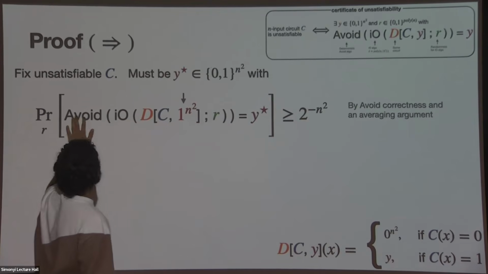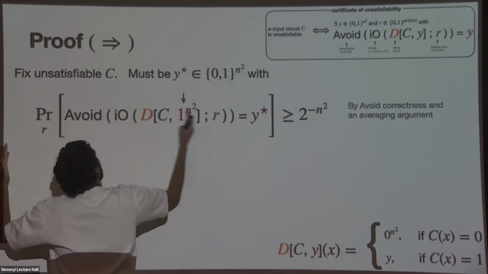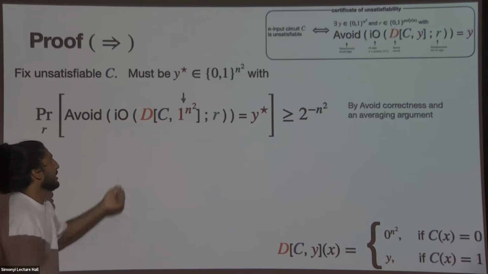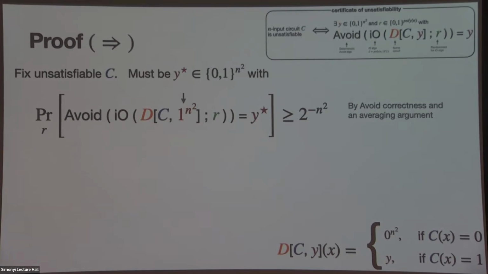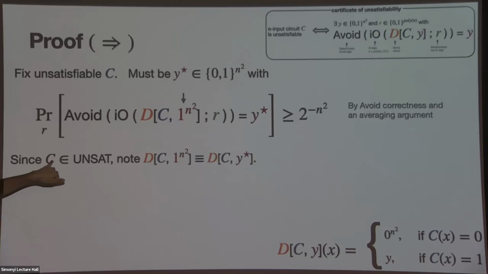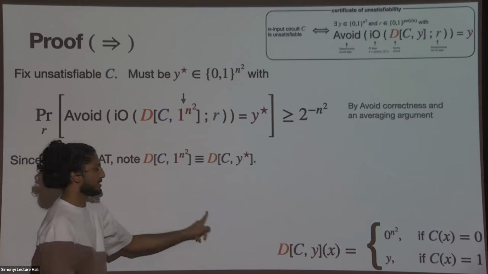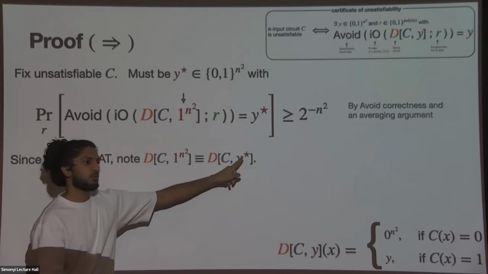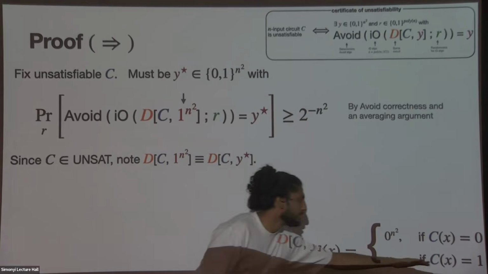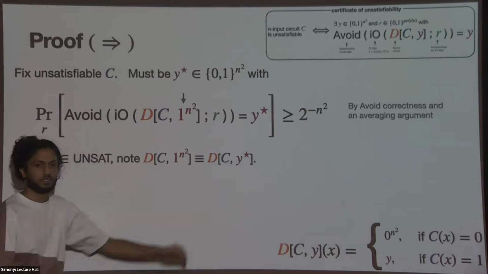Why is that? Well, this avoid algorithm on this distribution needs to output something. And so I'm just saying there must be at least one string it outputs with probability at least 2^(-n^2), just by an averaging argument. Okay, good. Everybody believes that? Great. So we have this Y star, which we get just by an averaging argument. Now, since C is unsatisfiable, note that the circuit D you get when I put all ones here is functionally equivalent to the one where I put Y star here, right? Because C is unsatisfiable, this condition never triggers, so these two circuits are functionally equivalent.